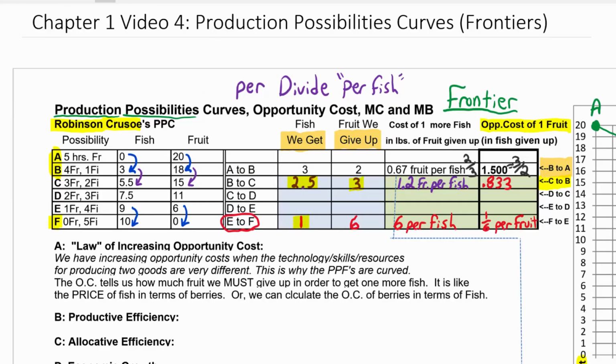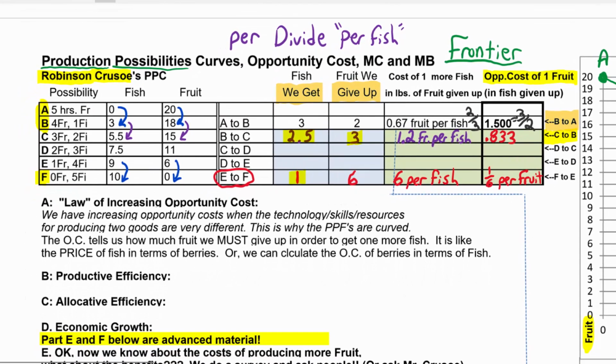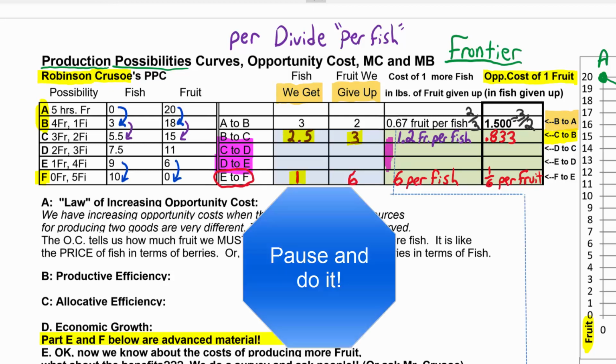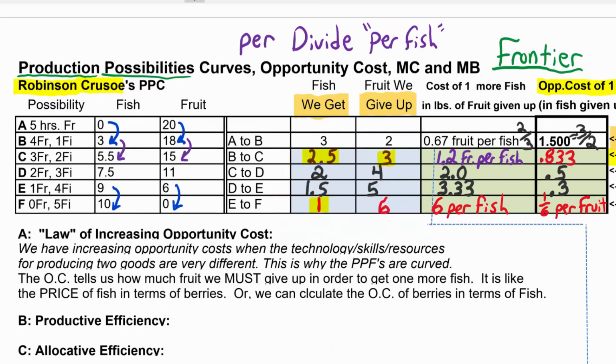So now that you understand that a little better, pause the video and fill out the rest of this table for going from C to D and D to E, and also calculate these opportunity costs over here. And take a minute to tell yourself about what those things mean. So, all right, here's what you should be getting.